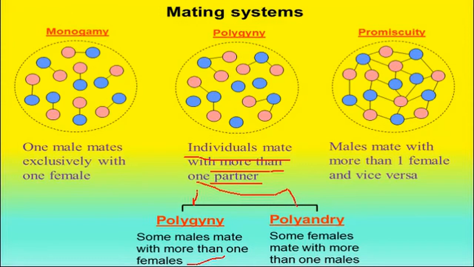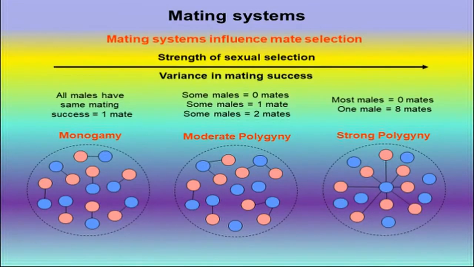So for example, in case of monogamy, one male mates exclusively with one female. So there is a fixed 1-to-1. Every male finds their own mate. But that is not true in case of polygamy, where in case of polygyny, some males may not find any female for reproduction. Similarly, in polyandry, some females may not find any male for reproduction. Here we can discuss it in detail: in the first case, monogamy, all males have the same mating success, one mate, because they can ensure a single male and single female, a balanced 1-to-1 ratio.